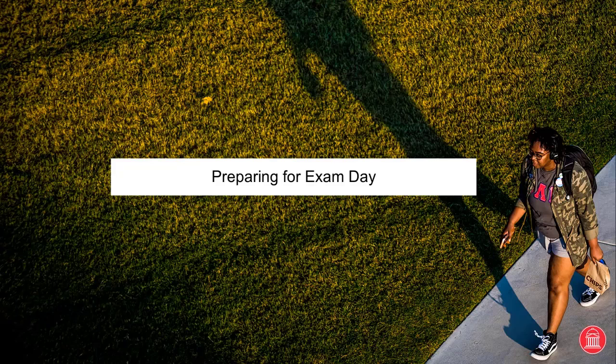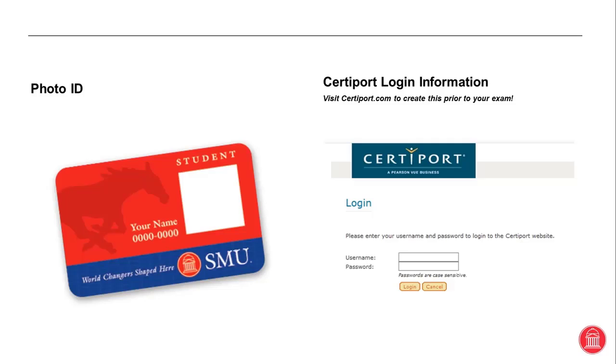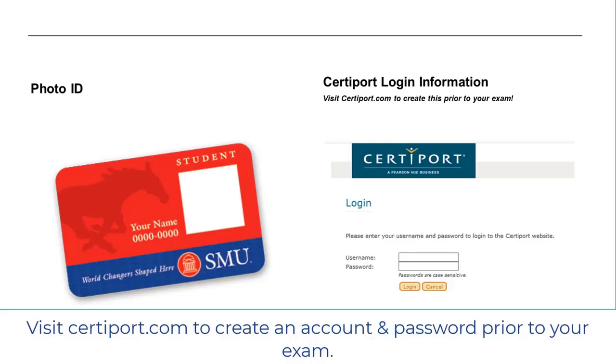Prior to your exam, you must have a Certiport account. Visit Certiport.com to create an account and password. Be sure to come to your exam prepared with your Certiport login information. You will also need to provide a valid photo ID. Your SMU ID card will do just fine.